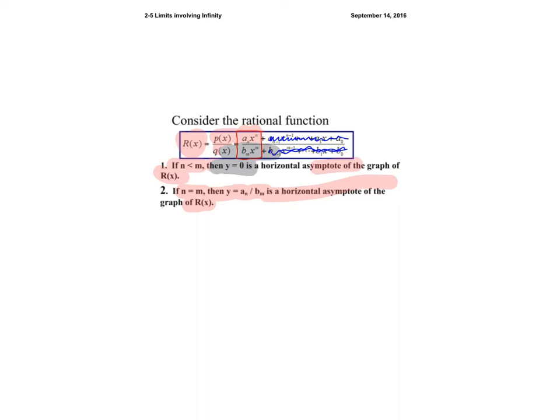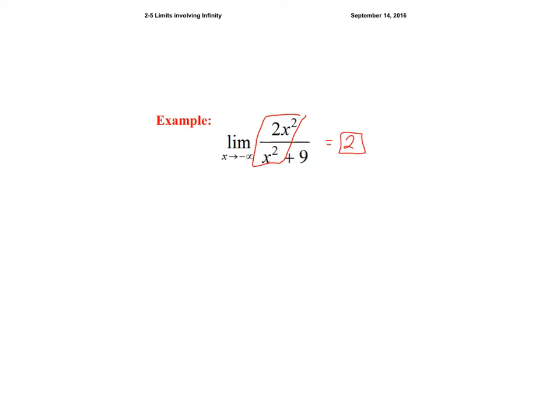In the second case, they're the same. So the x's would cancel, leaving you with a over b. You would have a horizontal asymptote, it just wouldn't be at 0. So here's an example. We have 2x squared, and we have x squared, and they both have the same degree. We don't care about the 9, because the 9 becomes irrelevant when x approaches infinity. In this case, we only care about the end behavior. What happens as x approaches negative infinity? The x squareds will cancel, leaving you with a 2. So the answer will be 2.